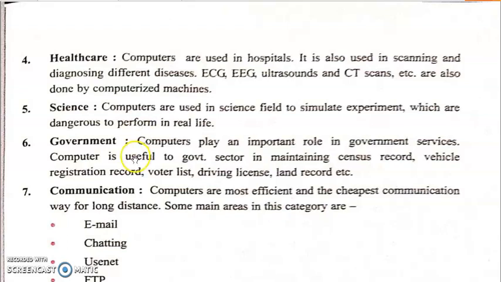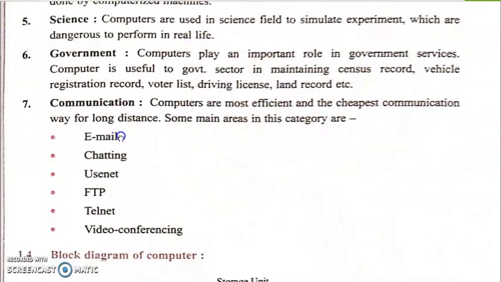So in the government, computers play an important role in government services. Computer is useful to the government sector in maintaining census record, vehicle registration record, voter list, driving license, land record, etc. So e-governance is the word we use these days, because e-governance means electronic governance, where we have everything accessed by the use of computer. Government is also using the computer more and more, and helping people to make use of a computer.